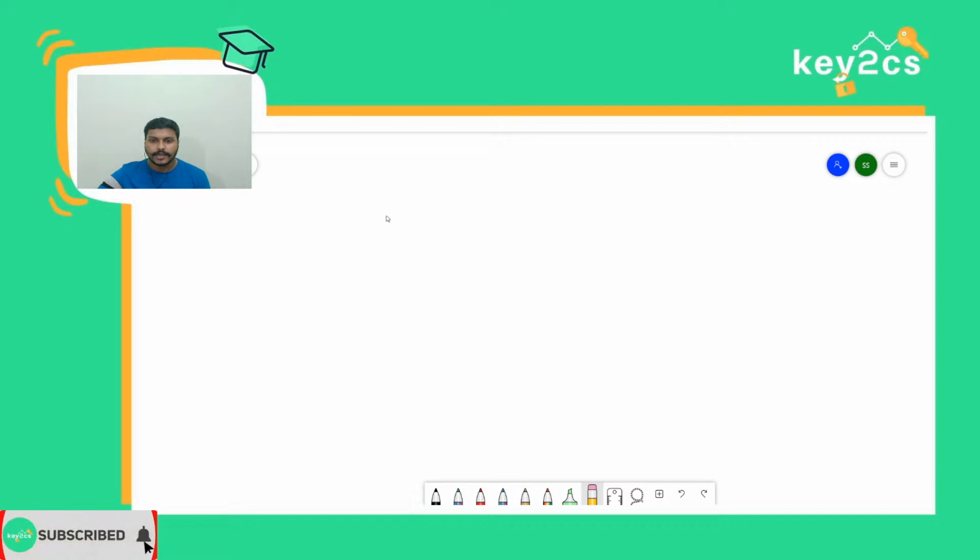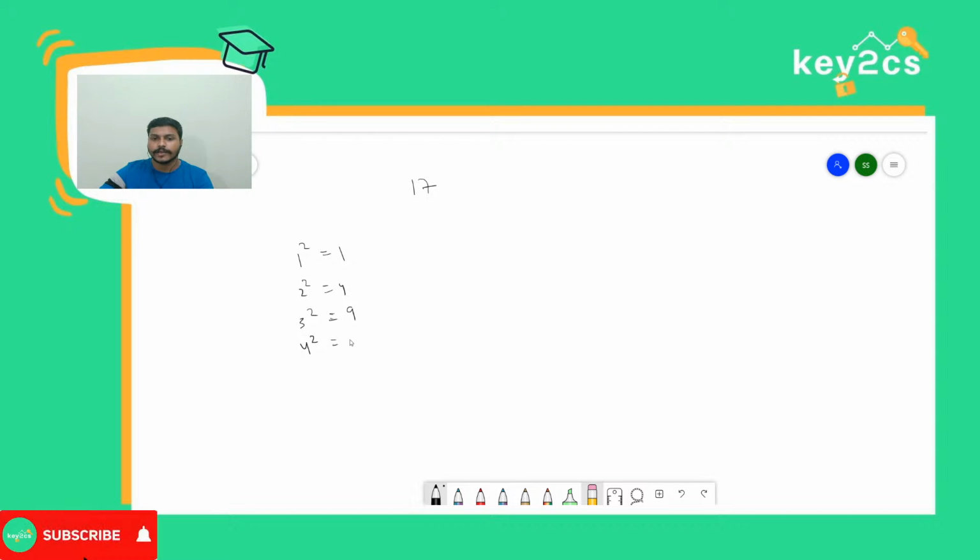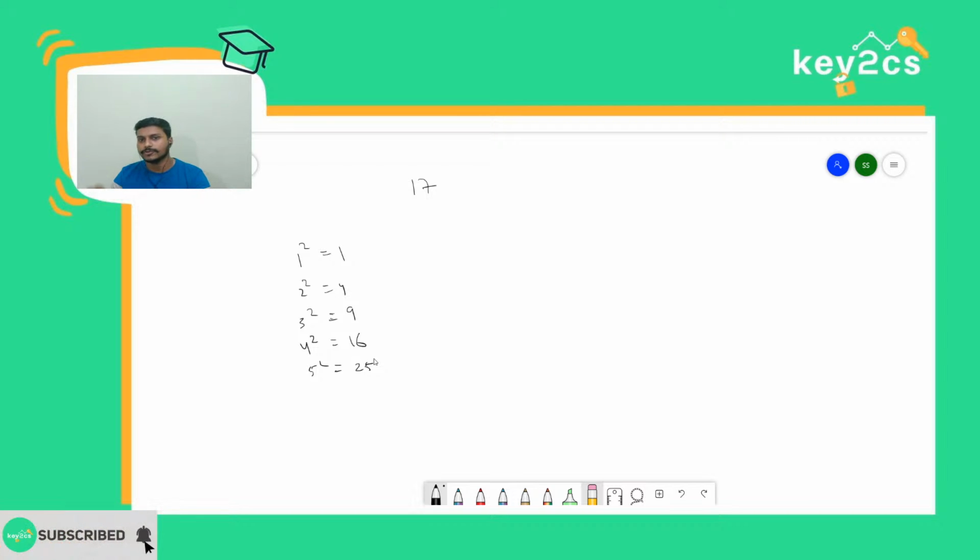Let's say I'll go with the number 17. If you are not allowed to find the square root of this number, then the naive method, the first thing which comes to our mind, is we'll start from 1 and find the square of each number. 1 square is 1, not 17. Then 2 square is 4, not 17, we are still less than 17. 3 square is 9, still less than 17. Next, 4 square is 16. And next, 5 square is 25. So 25 is more than 17, so we should stop here.